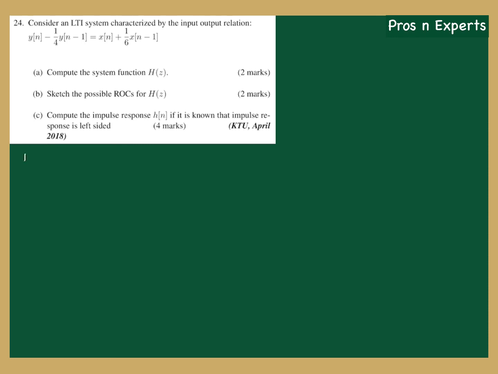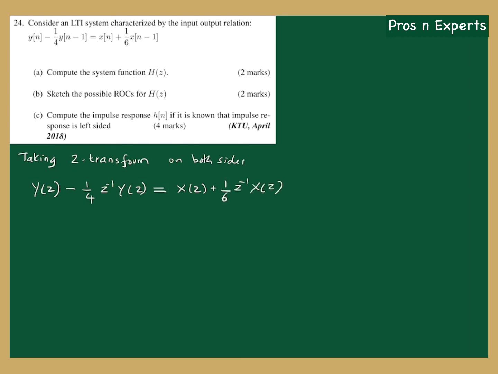Okay, so taking z transform on both sides of the difference equation, y of n has transform Y of z, minus 1 by 4 into y of n minus 1 will have z transform z inverse into Y of z owing to the time shifting property of z transform, equal to, now apply z transform on the RHS, you will get X of z plus 1 by 6 into, again it is time shifting, so z inverse into X of z. So this is what you will get if you apply z transform on both sides of this difference equation.